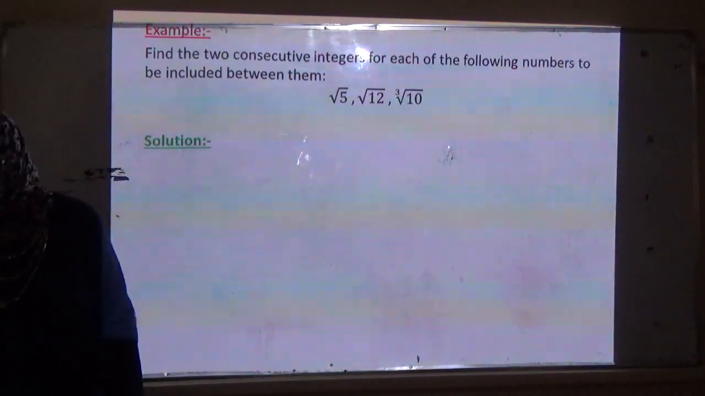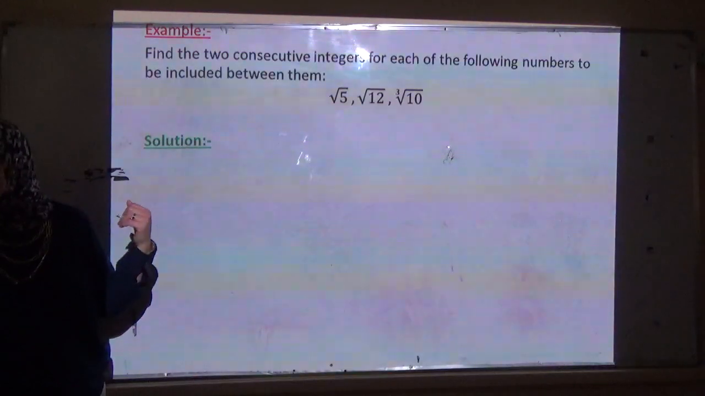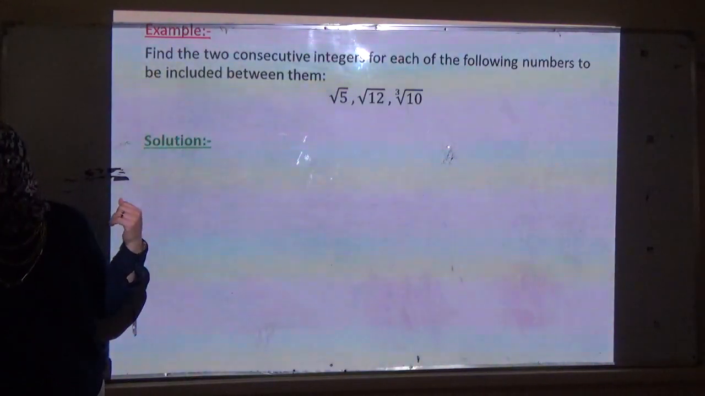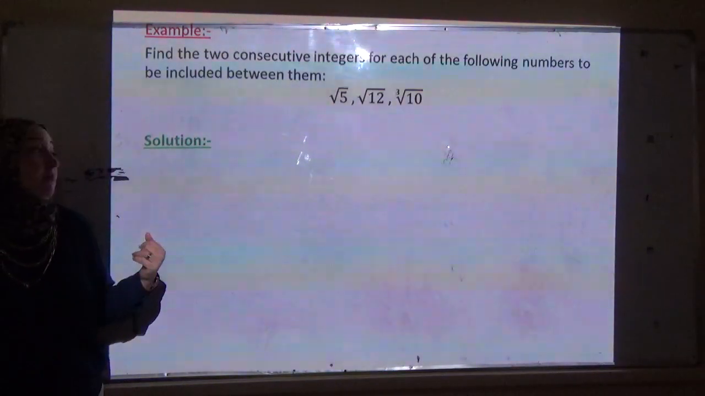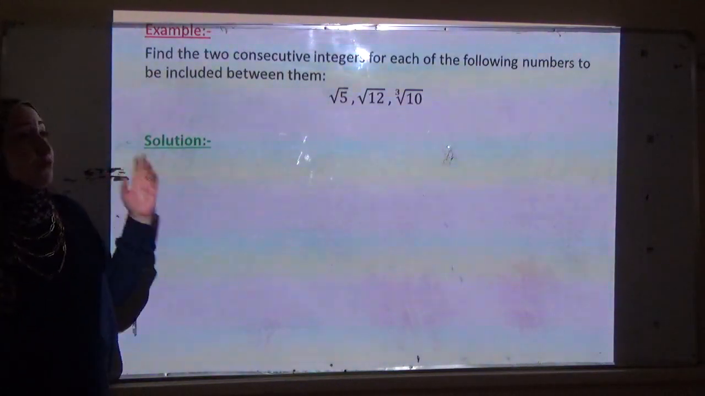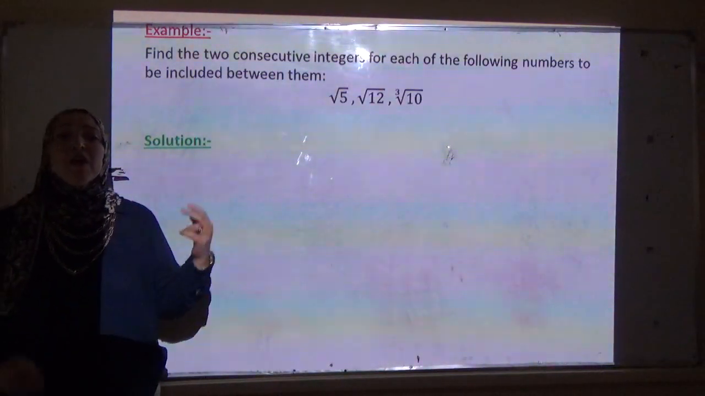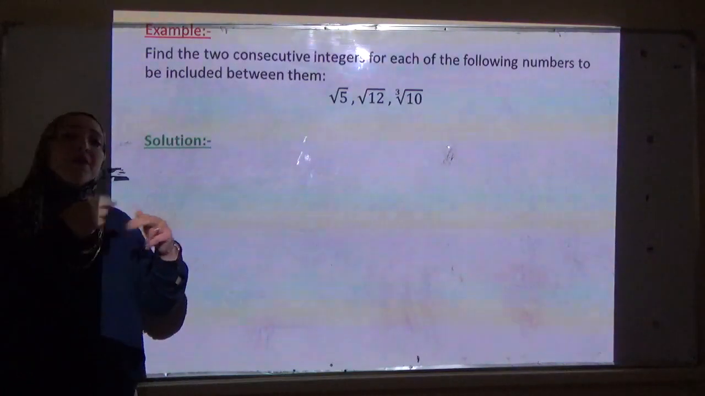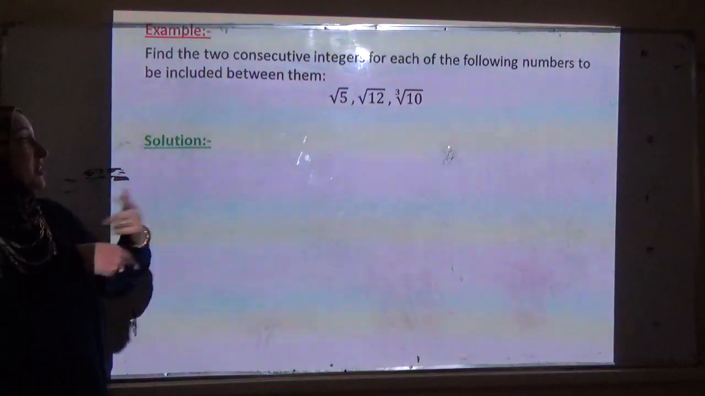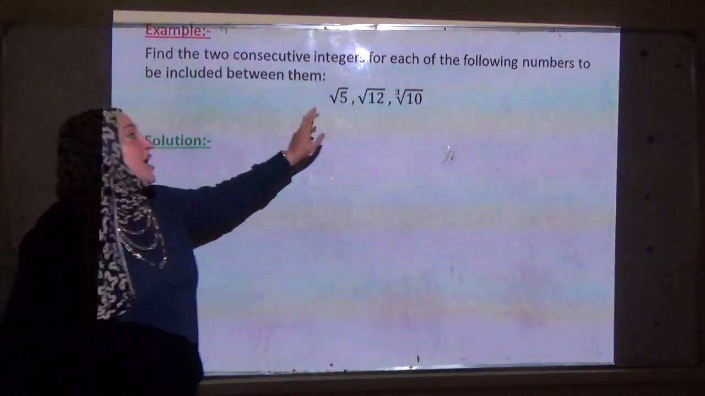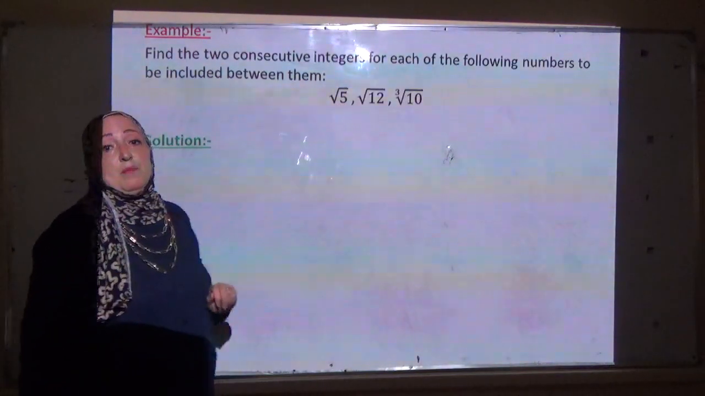Another example. Find the two consecutive integers between which each of the following numbers lies. He asked me to find two consecutive integers. What is the meaning of consecutive integers? Like 3, 4, 5 and 6, 7 and 8, following integers, consecutive. He asked for two consecutive integers that include root 5 between them.